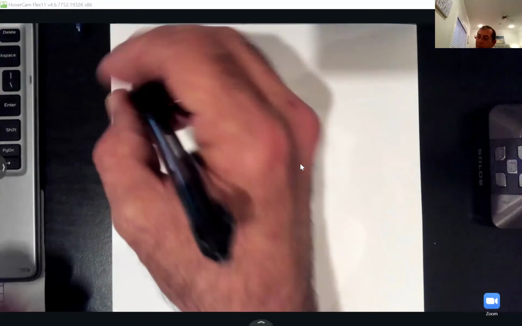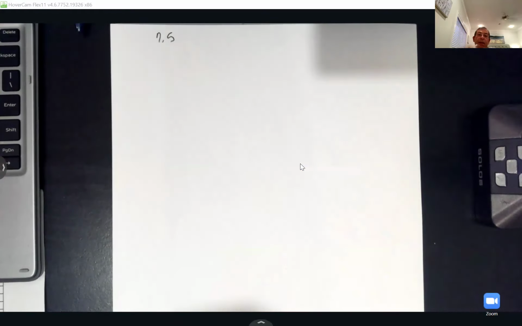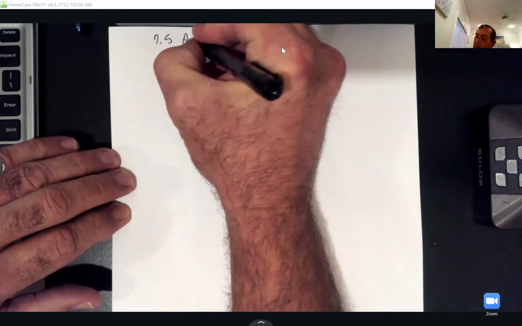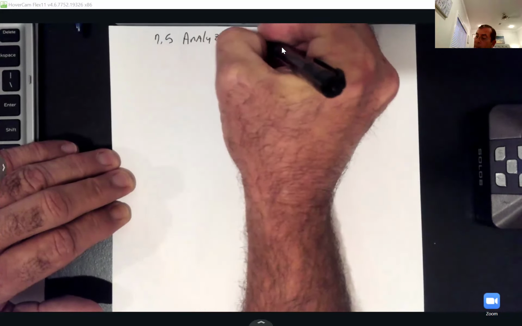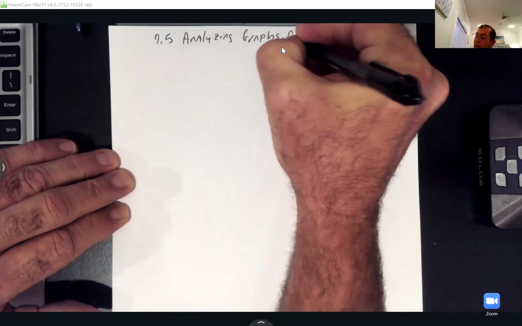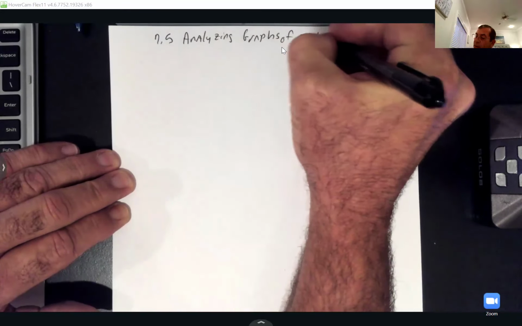All right, y'all. So 7.5 officially is called analyzing graphs of quadratic functions.